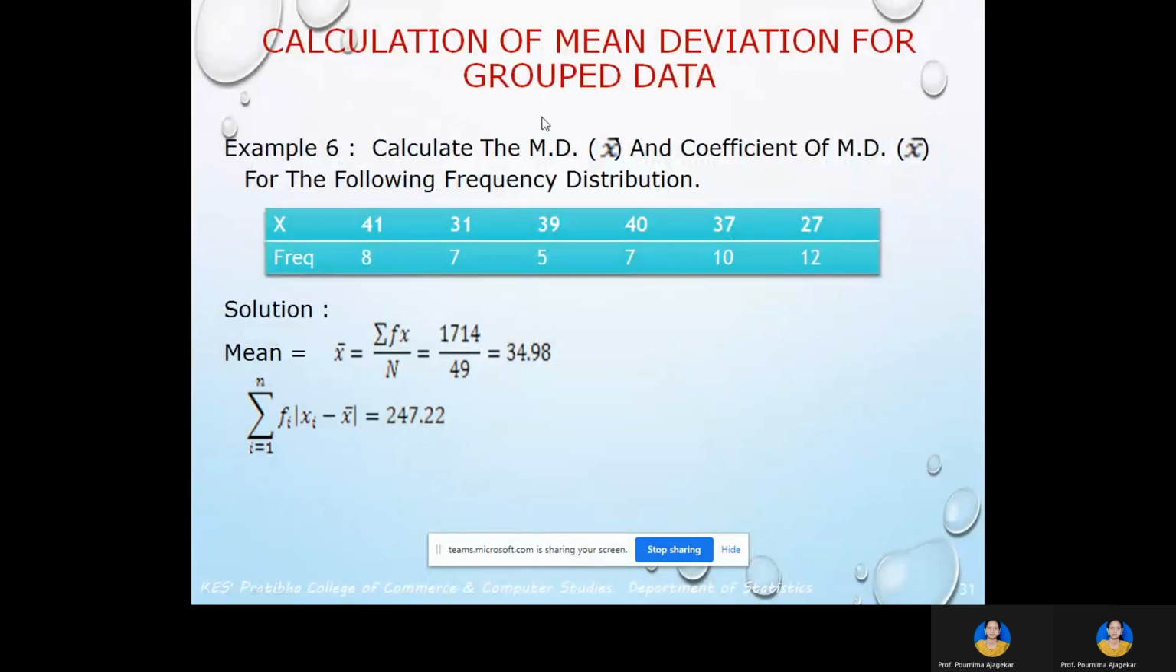Now we will calculate the mean deviation for grouped data. Calculate the mean deviation about mean x bar and coefficient of mean deviation about x bar for the following frequency distribution. Now here we have the discrete frequency distribution, observations with their frequencies. In this case, the formula for mean is summation fi xi divided by total frequency.